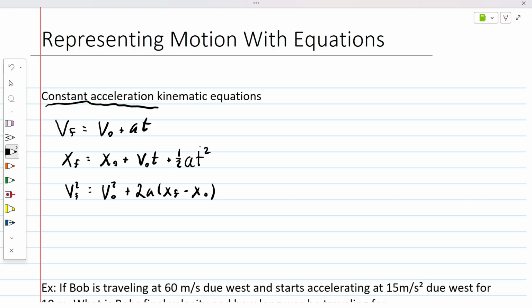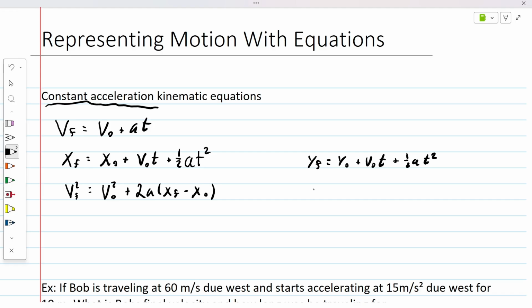Another thing is that these equations are all given in the x direction right now, but they can also just be applied in the y direction. For example, this equation could be the y position final equals y initial plus the velocity initial in the y direction times time plus 1/2 the acceleration in the y direction, t squared.